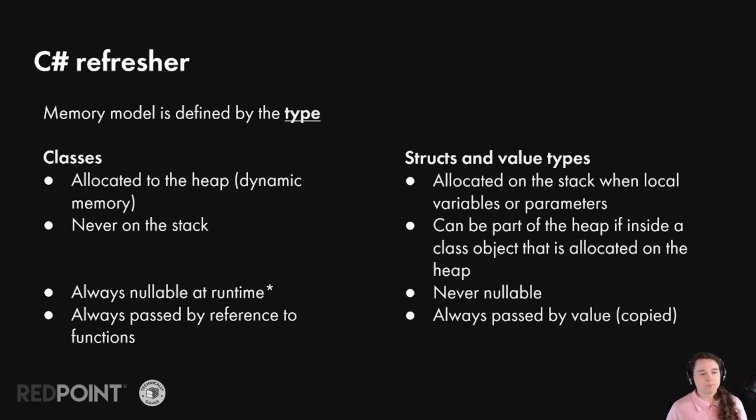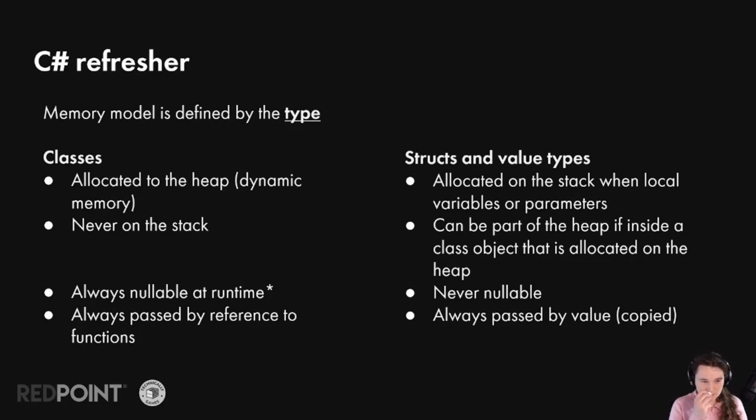In contrast, in C#, structs and value types are allocated on the stack when they're local variables or parameters. They can be part of the heap if they're inside a class object that's allocated on the heap. They're never nullable. So if you have a field that has a type that is a struct, you can't set that field to null. And in C#, they're always passed by value, which means they're always copied. If you make a struct and you fill it out and you pass that struct as a parameter to a function, then C# will copy the entire contents of the struct when it passes in.